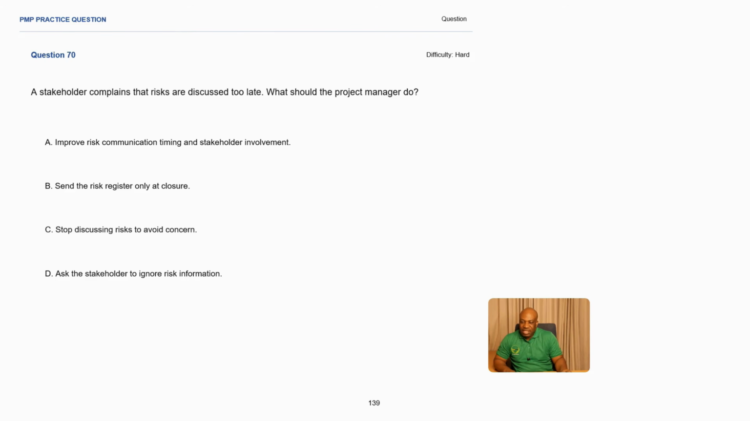Practice question number 70. A stakeholder complains that risks are discussed too late. What should the project manager do? Okay, so the difficulty level here is high. So what is our problem statement? We have a stakeholder who is complaining that the risks are being discussed too late. Okay, he's complaining that the risks are being discussed too late. So this is the problem statement. What should the project manager do?